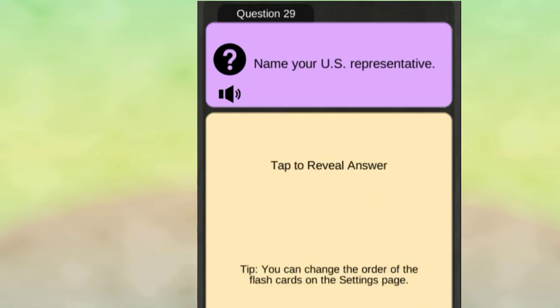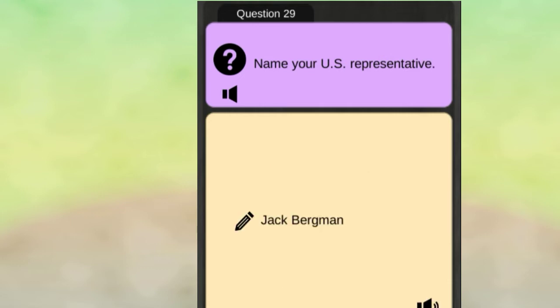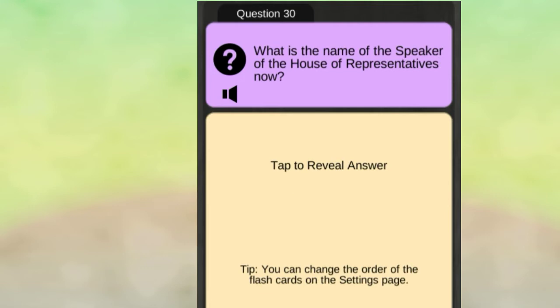Name your U.S. representative. Jack Bergman. What is the name of the Speaker of the House of Representatives now?